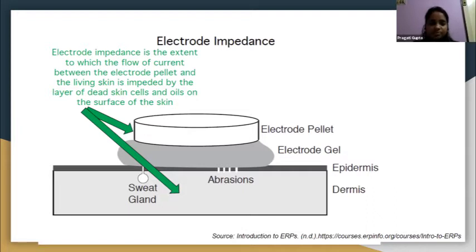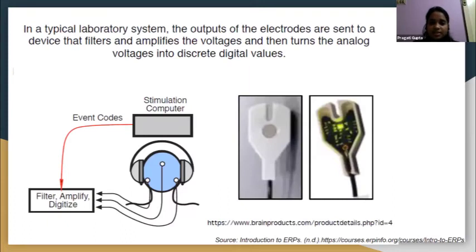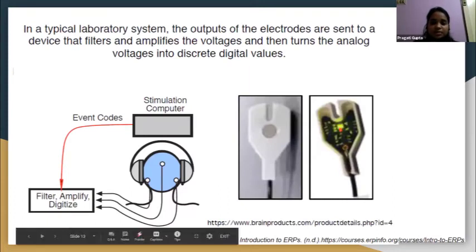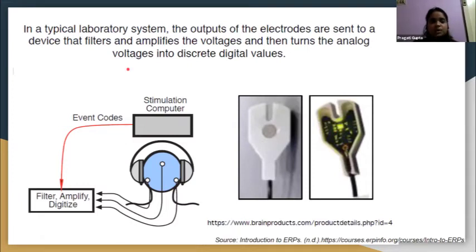We'll see later. So I was telling, these are the preamplifiers in the Brain Products ActiChamp. In a typical laboratory system, the outputs of the electrodes are sent to a device that filters and amplifies the voltages and then turns the analog voltage into discrete digital values. So the signals we receive from the brain are analog voltages, and these are being transformed into digital values through an ADC, an analog to digital converter.